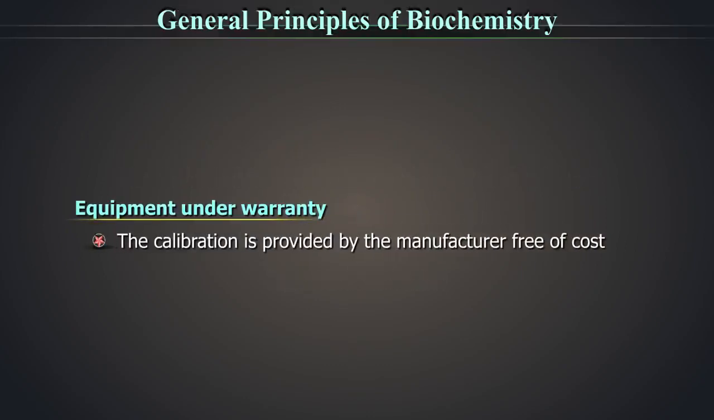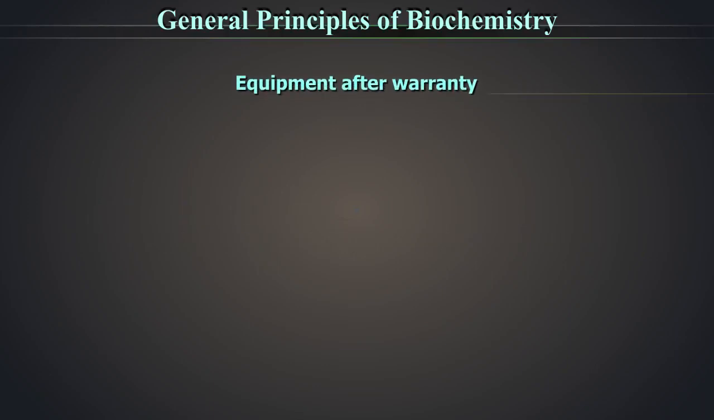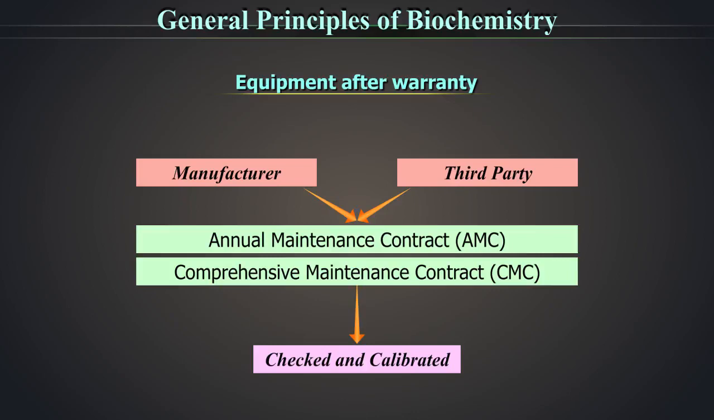Equipment under warranty: the calibration is provided by the manufacturer free of cost. Equipment after warranty: an annual maintenance contract or a comprehensive maintenance contract with the manufacturer or third party will make it easier to get your equipment checked and calibrated.